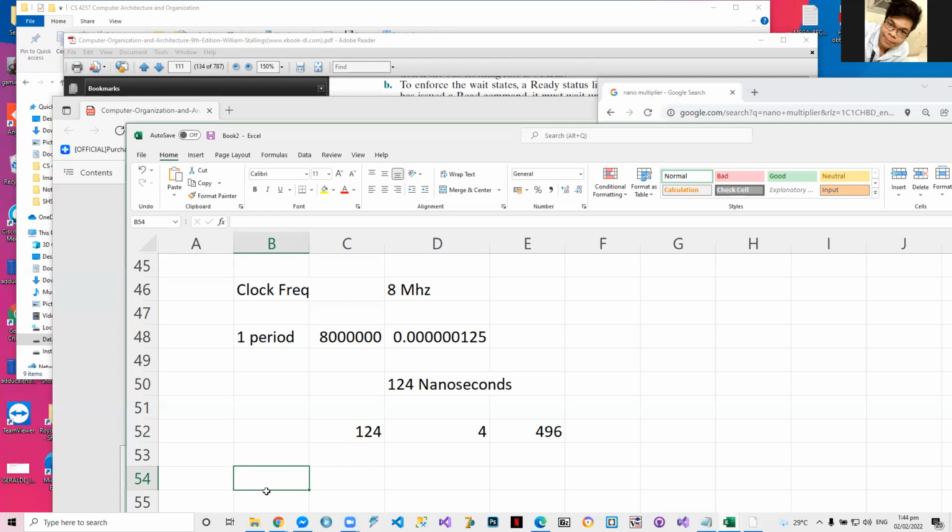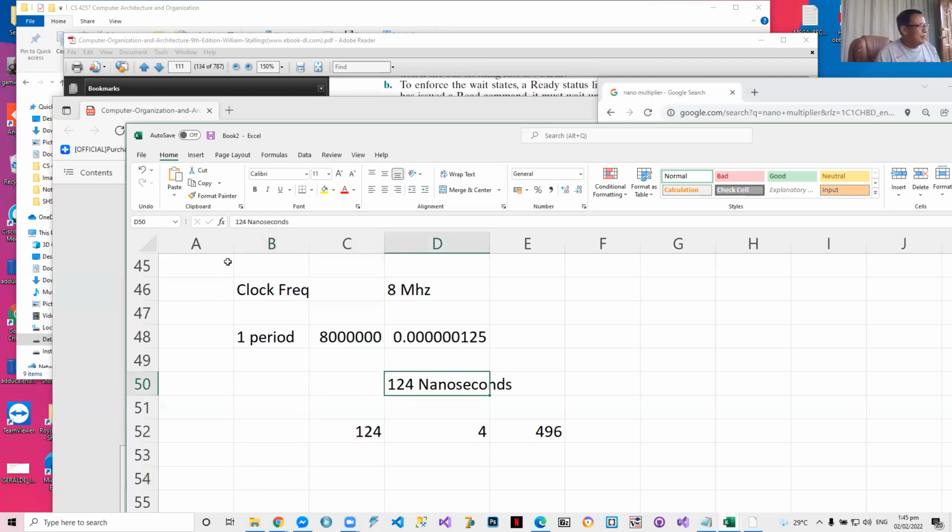Sir, why 124 instead of 125? Ay, 125, sorry. I got confused with my hand. It's 125 nanoseconds. So 125 times 4, that's 500 nanoseconds. Okay. So we'll have 1 byte or 8 bits per 125 nanoseconds. Times 4, 500. Okay, 500 nanoseconds is the time it will take to read 1 byte.